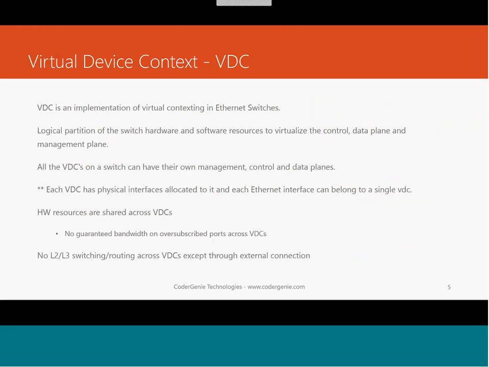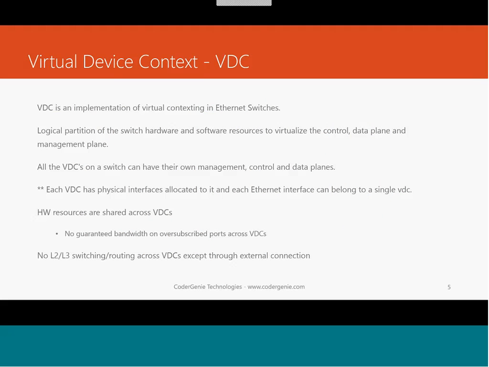So VDC, as the name itself states, virtual device context, is an implementation of virtual contexting in Ethernet switches, right? So Nexus device is actually an upgrade of 6500 switches in the Cisco product line. Earlier, a lot of the production environments like data center or layer 2 environments were running 6500 switches, but with the introduction of data center switching and the functionality and features provided by Nexus 7000, all those 6500 switches were migrated to Nexus 7000, right?